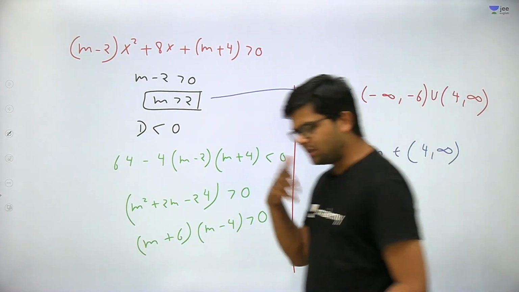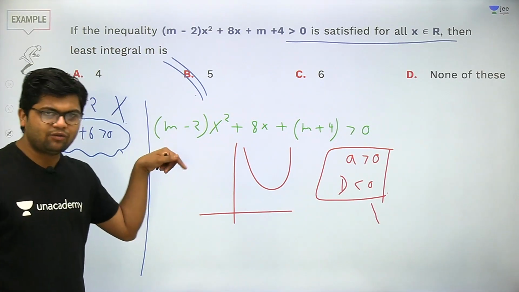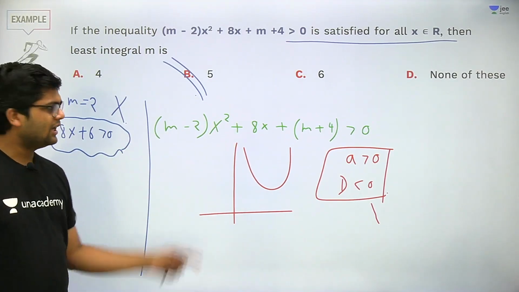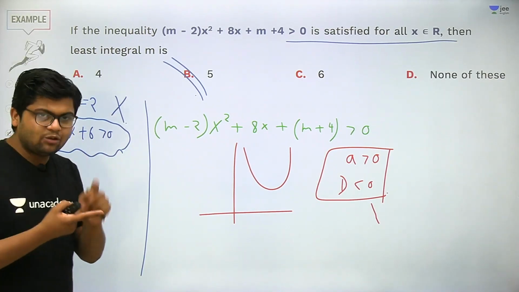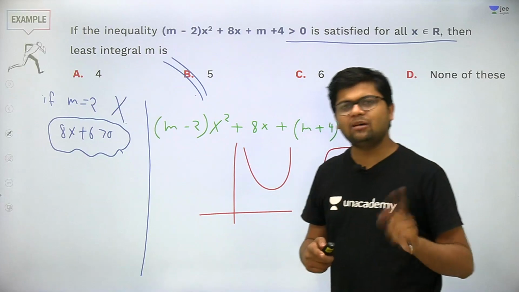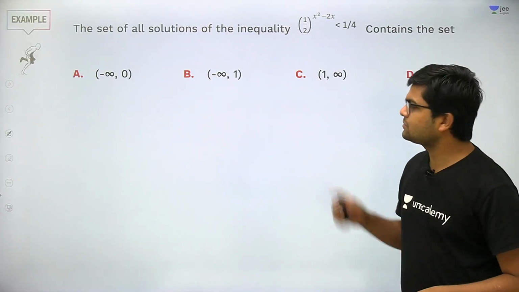Suppose in some cases m equal to 2 comes up. The value of m for which this expression will cease to be a quadratic, that value will separately satisfy the inequality and that value will have to be included in the solution. There will come questions of these types. Getting my point? Wonderful question, wonderful.